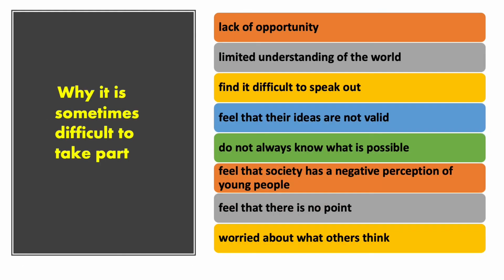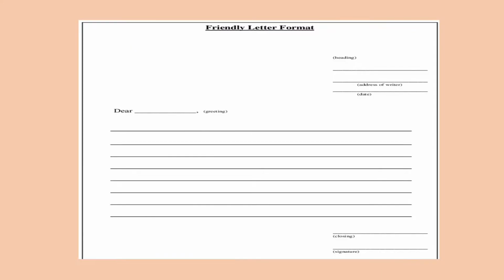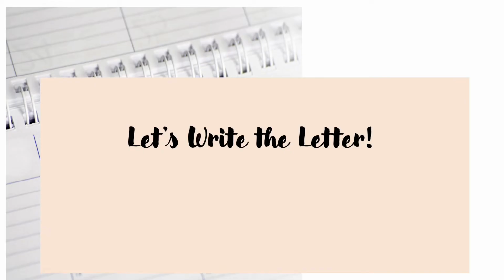All right. The last part of the body is the barriers to taking part. The reasons could be lack of opportunity, limited understanding of the world, difficulty in speaking out in public, a feeling of inadequacy, a negative perspective of society, and worrying about what others think. So these are some points for body paragraph 3. This is an image of a friendly letter format. Now let's write the letter.